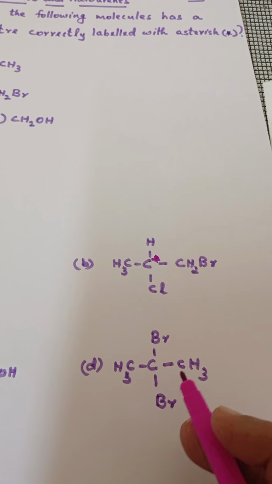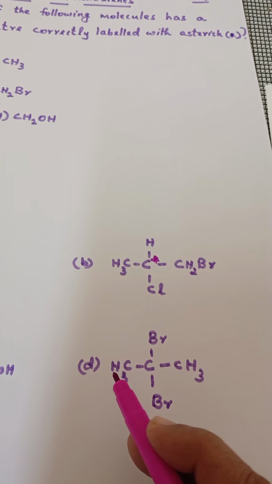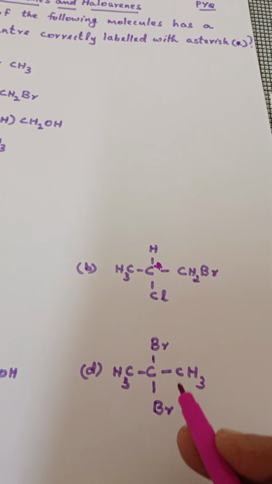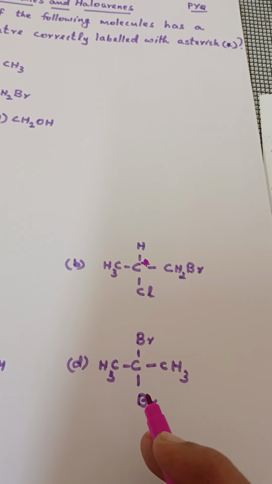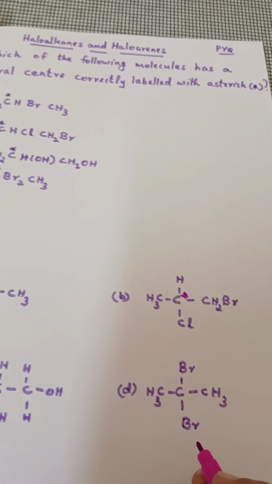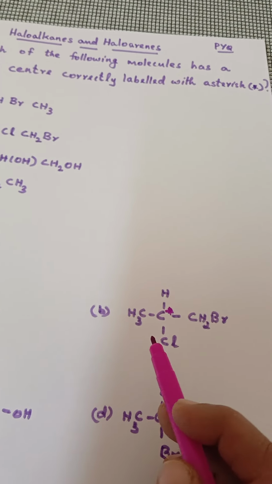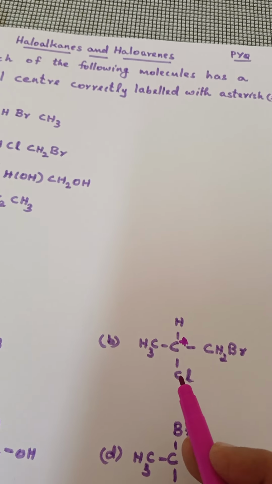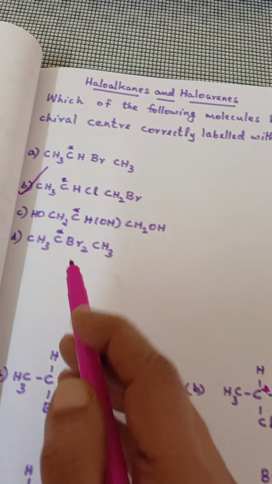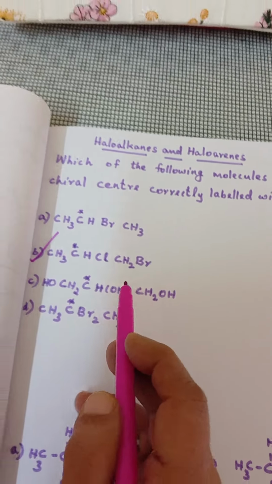What about this? Here this carbon is having two CH3 groups attached and two bromines attached. So all four are not different. Two groups are the same, so this is not a chiral center. So only this one is having different groups attached to the carbon. So option B will be the correct choice.